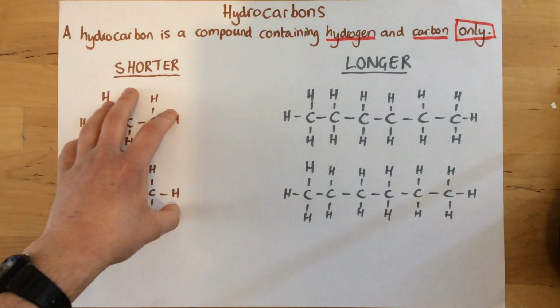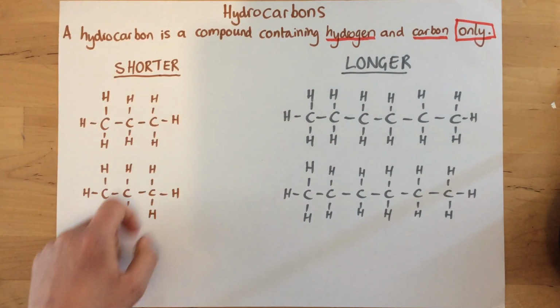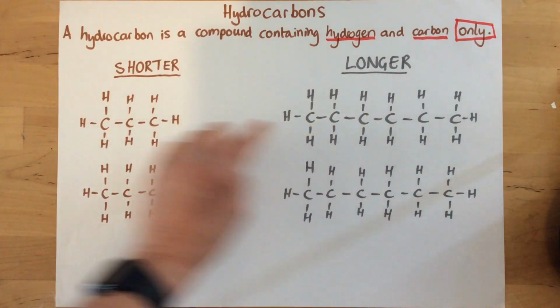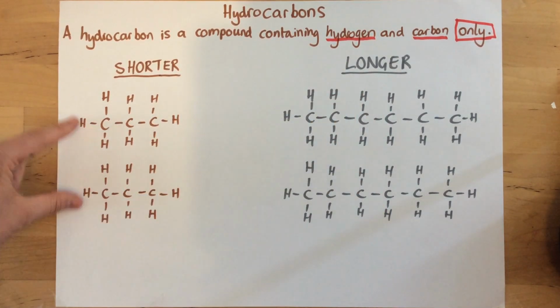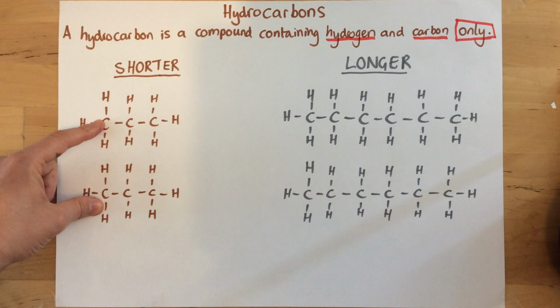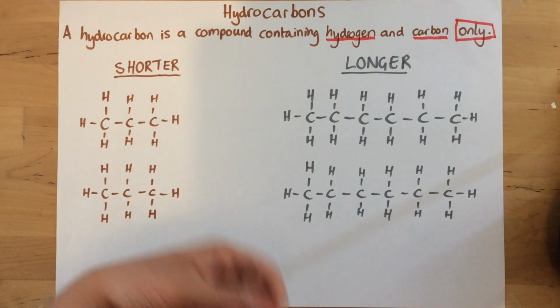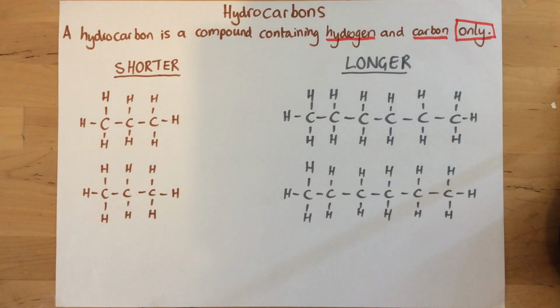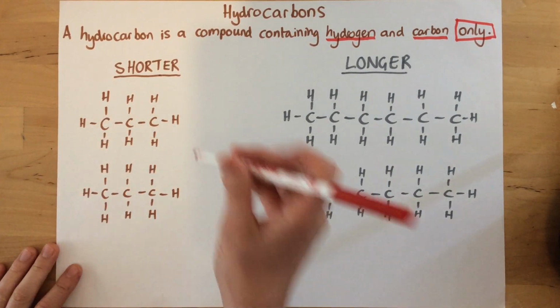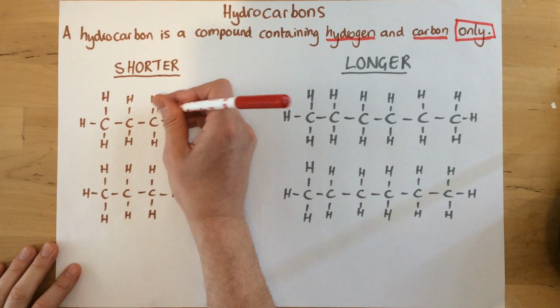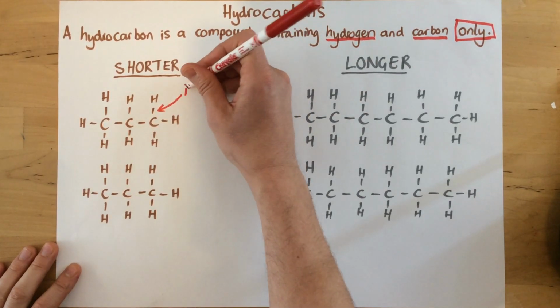So we need to learn a little bit more about these now. So we're going to have a look at examples. Here's a hydrocarbon, or two hydrocarbons, that are kind of shorter in length, and here's two that are slightly longer in length. So to understand the properties of hydrocarbons, we need to understand a little bit more about the bonds within them, because there's two different types of bonds going on that we need to be aware of.